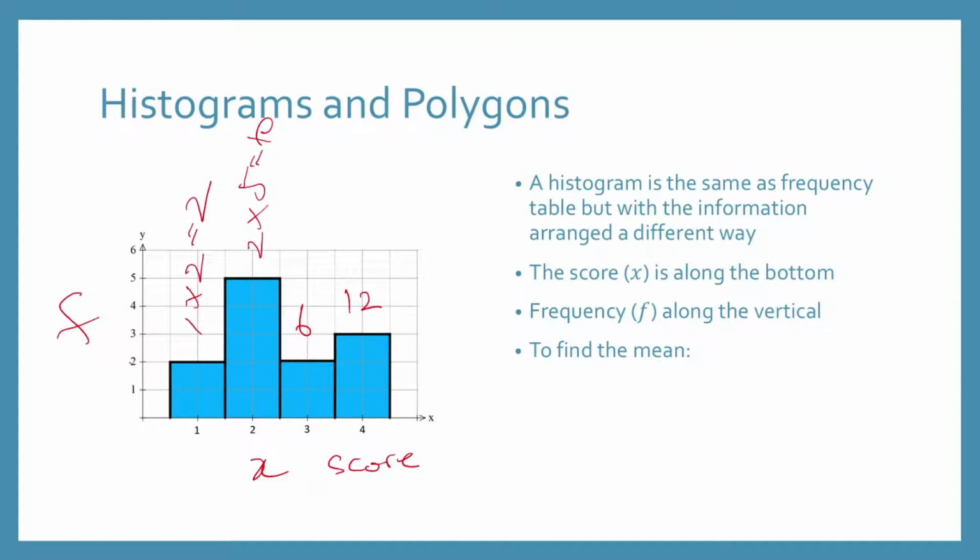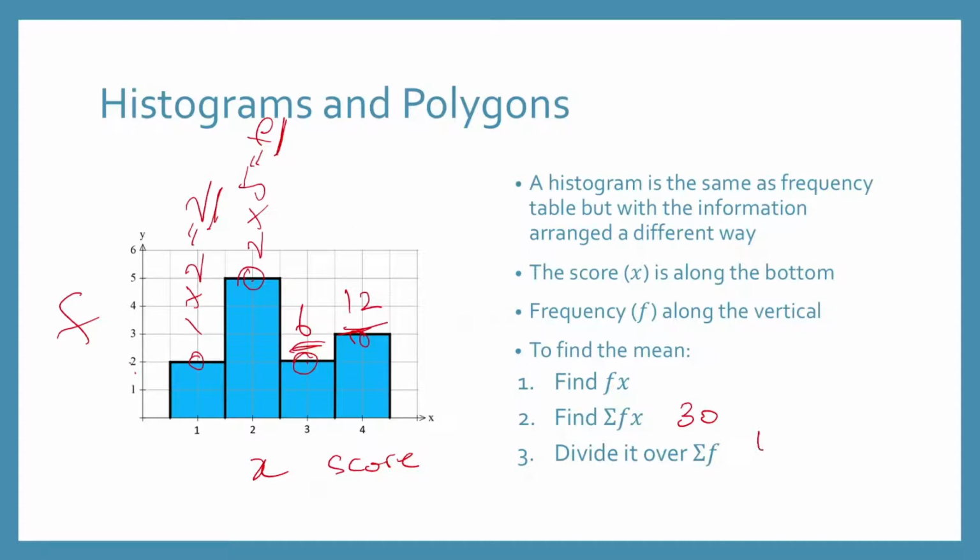Next, we need to find the sum of all the fx. So 2 plus 10 plus 6 plus 12, which is 30. Frequency you can find by adding all the frequencies. So 2 plus 5, which is 7, plus 2, which is 9, plus 3, which makes 12. So 30 divided by 12 is 2.5. And we're going to write x-bar because that means mean.